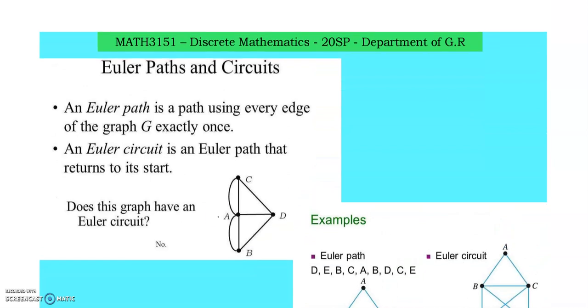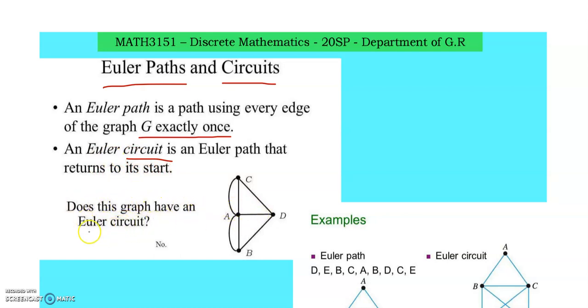Now, this is the definition of Euler path and Euler circuit. What is an Euler path? What is an Euler circuit? An Euler path is a path using every edge of the graph G exactly once. An Euler circuit is an Euler path that returns to its start. A circuit means we have to come back to the starting point. After the Euler path, you have to reach the starting vertex again. That is an Euler circuit.